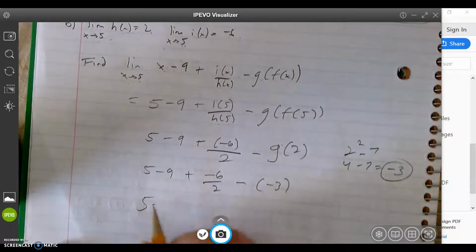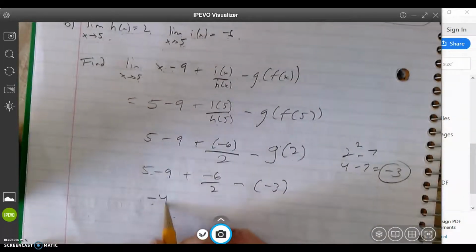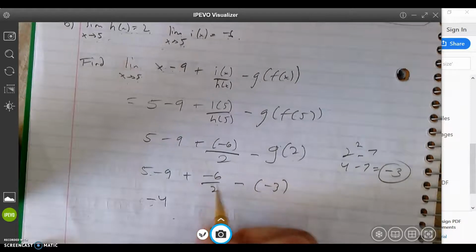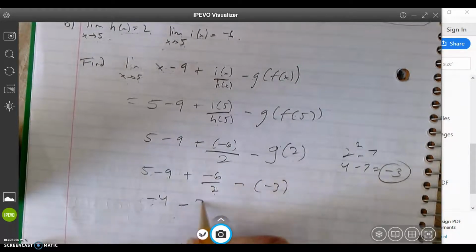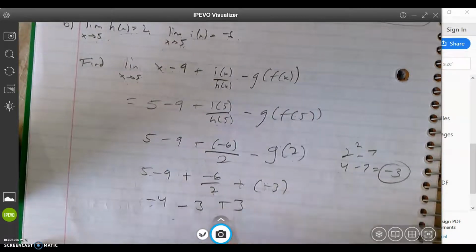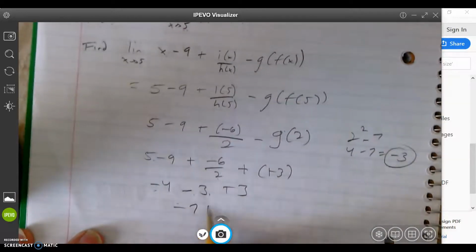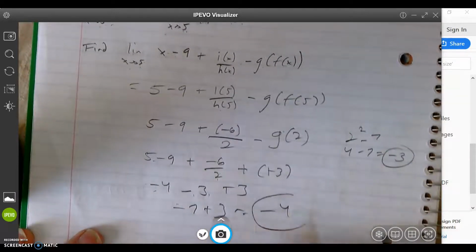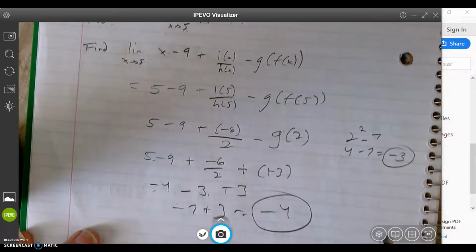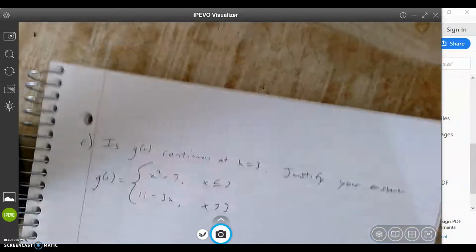Okay, so what does this equal? 5 minus 9 is -4. And this is -3, because -6 divided by 2 is -3, and minus -3 is plus 3. So -4 minus 3 is -7, plus 3 is -4. There we go. So that was the answer for part B, -4. Cool. All right, let's go on to the next one.